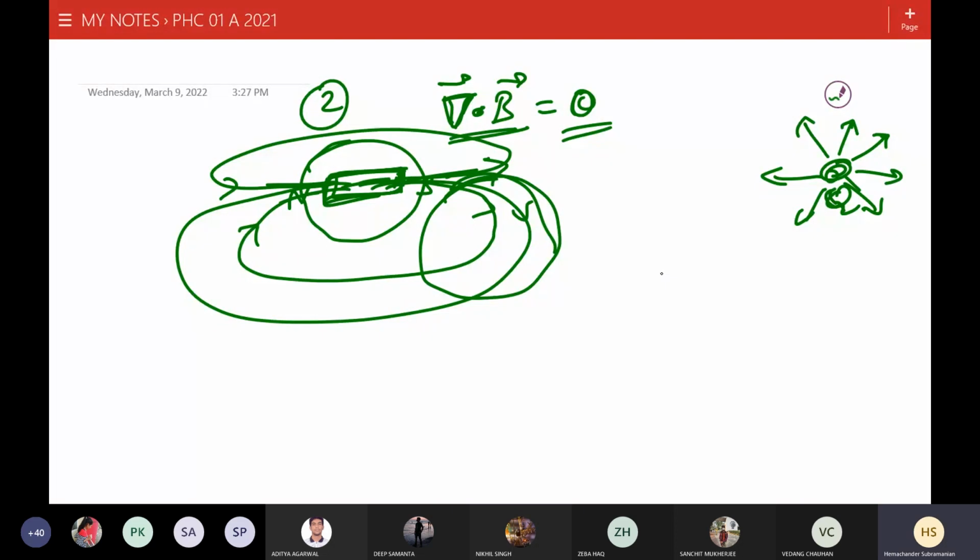Why are flux lines not created anywhere? What is the difference between a charge and a magnet? So magnetic monopoles don't exist, charge monopoles exist. Very good, very good. So this is a charge, this is a monopole. Okay, this is a monopole.